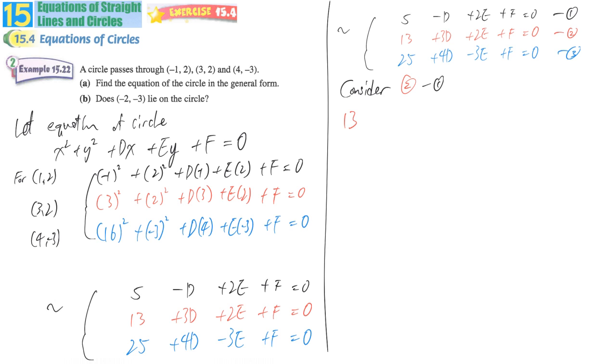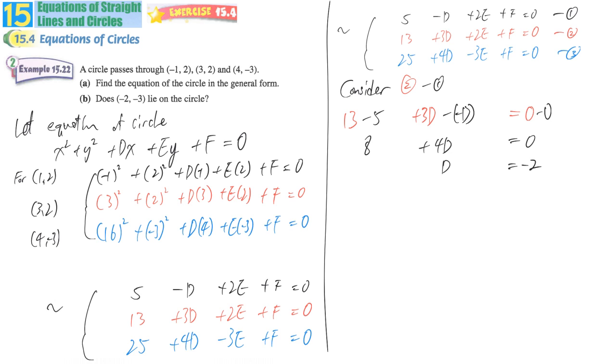So in this case, 13 minus 5, and then we have positive 3d minus negative d. 2e minus 2e becomes 0, disappeared. F minus f becomes 0, disappeared. So on the right hand side we have 0 minus 0. And then we simplify our calculation, we find 8 plus 4d is equal to 0. d is equal to -2.